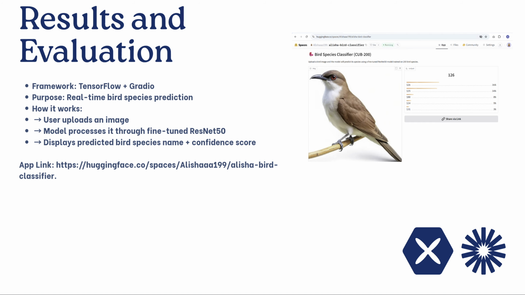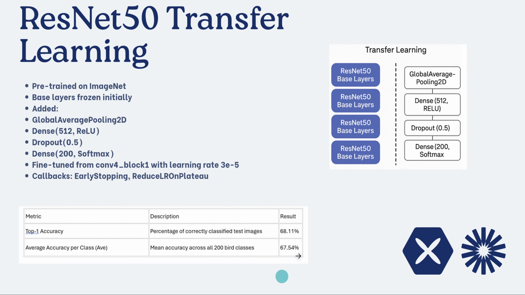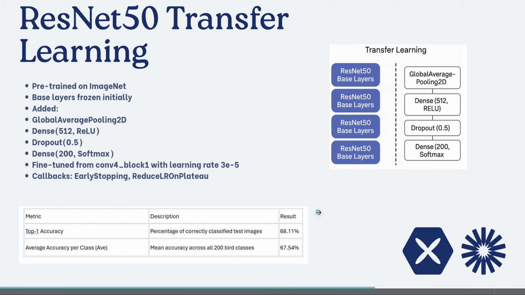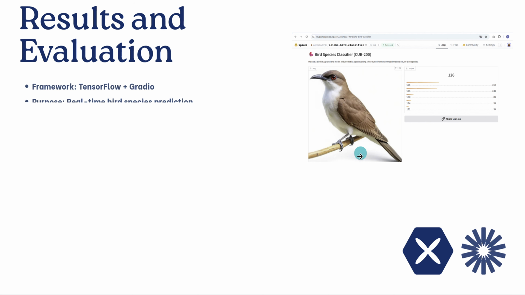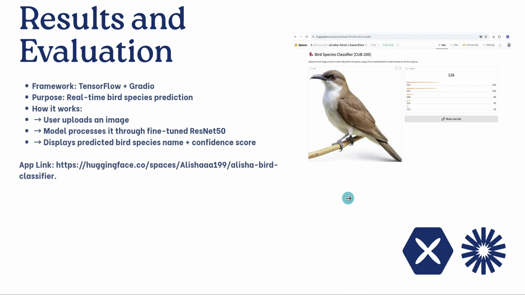As a result, the top one accuracy increased to 68.11%, and the average accuracy per class was 67.54%. So clearly, ResNet 50 was a way better model than CNN.